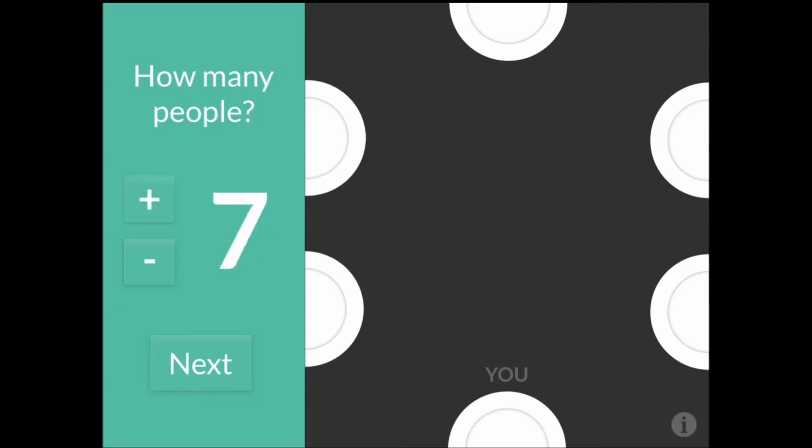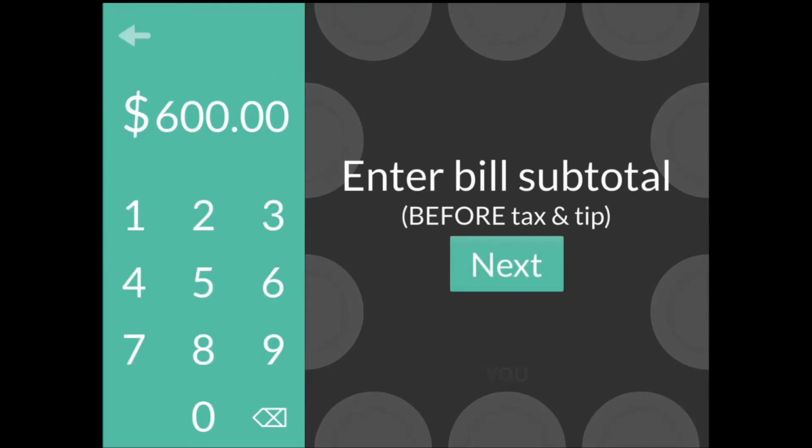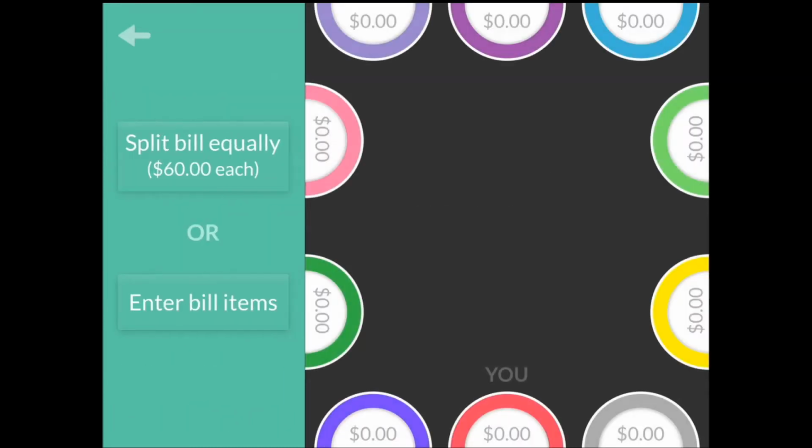So what you do is you can add up to 10 people, and let's just do the max. So 10 people, and you say our bill is going to be $600. Our tax is going to be about 48, because that's just a number. I'm sure it's going to be higher or lower depending on where you go, and their local taxes may be different than the rate that we have here. And you enter that information.